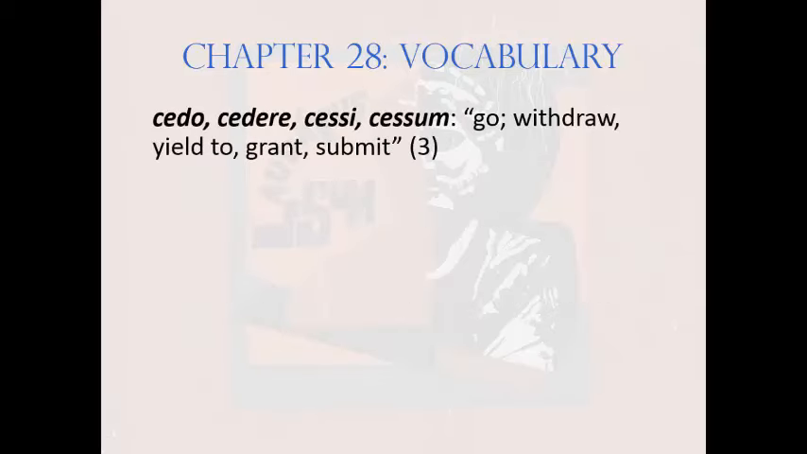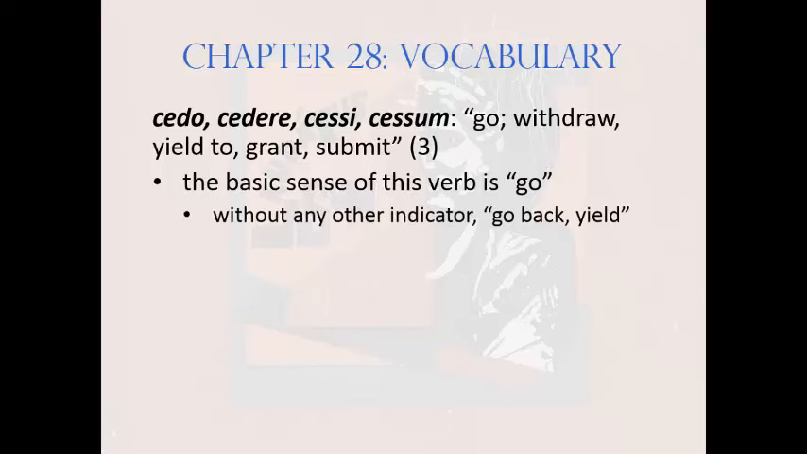The next word is a verb, cedo, cedere, cessi, cessum, meaning go, withdraw, yield to, grant, or submit. It's third conjugation, our favorite. Its basic sense is go. But if it stands alone and doesn't have a preposition or prefix telling you which way it's going, go out, go forward, go up, to the Romans it implied go back.